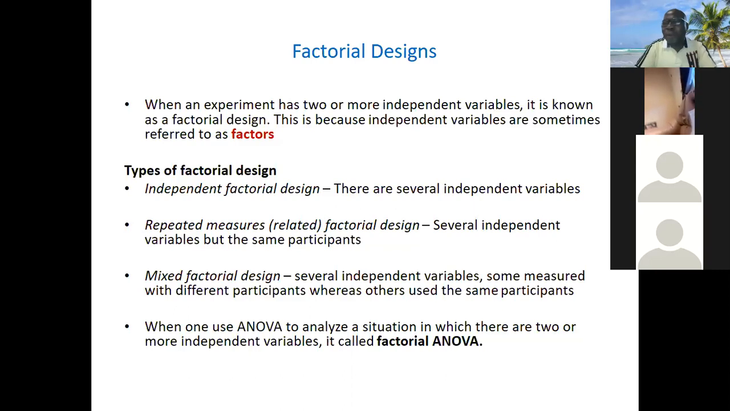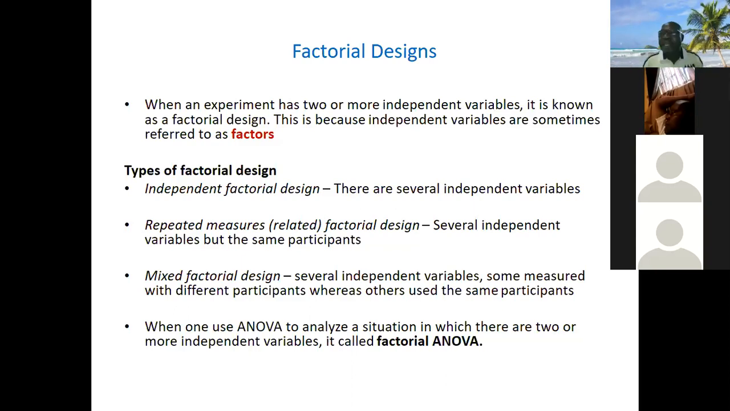It's factorial ANOVA. Sometimes you can even have 3 factors involved, that would be 3-way ANOVA. 4 factors involved, 4-way. So whenever you have 2 or more factors involved, it's called factorial design, factorial ANOVA. Now, the type of factorial design you encounter, well, 3, independent factorial design.